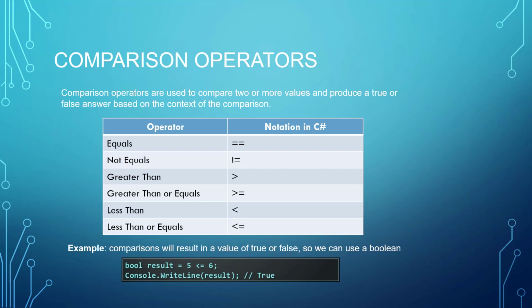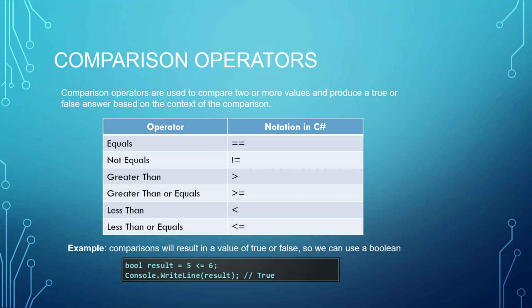So sometimes we want to see if it's greater than or equal to. And so you can see that we use the greater than sign, and then immediately following that, the equal sign. And this is the C# notation for greater than or equal. And less than is the standard numeric or arithmetic less than operator. And then we have the less than or equals. So an example of this would be listed below.